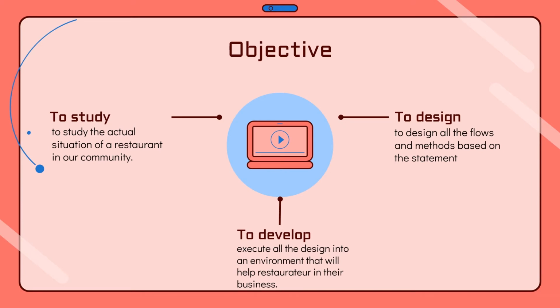Next, we will go into the objectives. There are three objectives to develop this project. Firstly, to study the actual situation of a restaurant in our community. Second, to design all the flow and methods based on the problem statement. Third, to develop, to execute all the design into an environment that will help restaurateurs in their business.